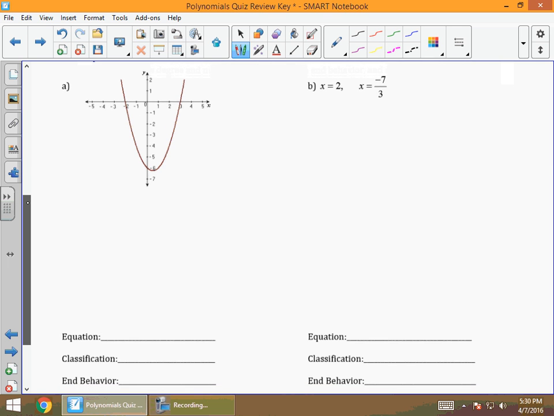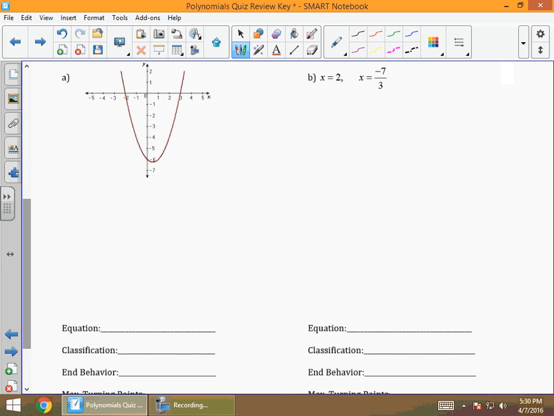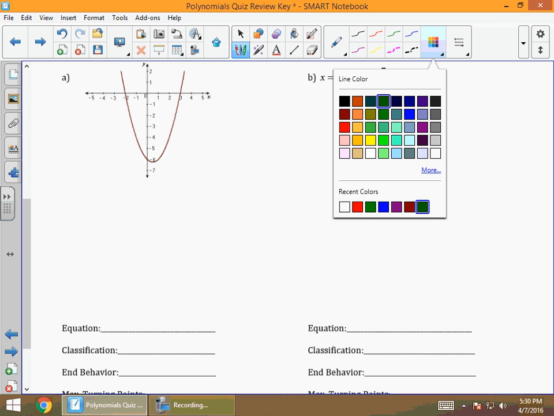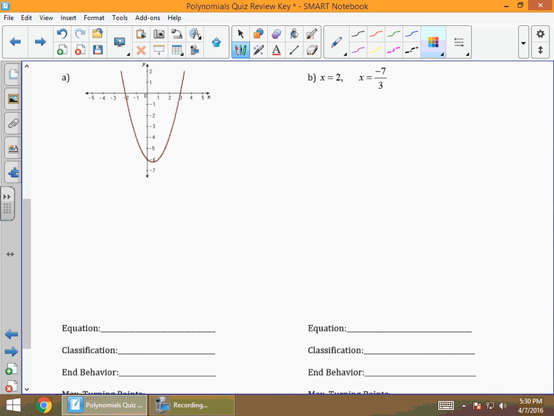Okay, so let's take a look at part A. Part A has 2 zeros. I'm going to mark my 2 zeros here. I have a zero here at negative 2. So at x equals negative 2, there is a zero. And I have another one over here at x equals positive 3.